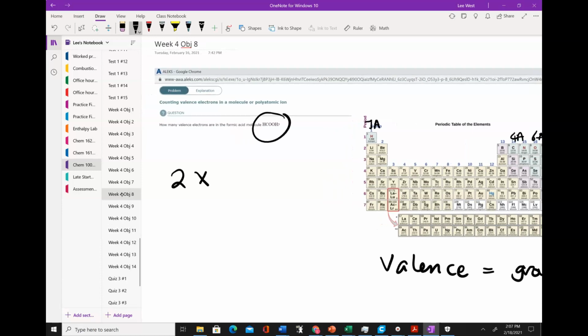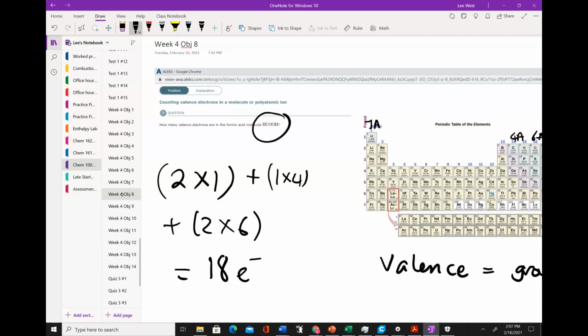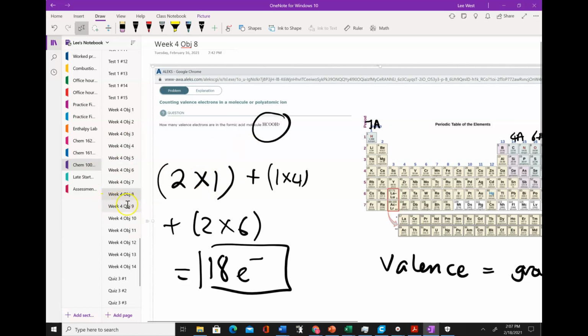So I've got 2 hydrogen atoms that are in group 1A, and then I've got 1 carbon atom that is in group 4A, and then finally I've got 2 oxygen atoms that are in group 6A. So when I add all of that together, 2 plus 4 gives me 6, plus 2 times 6, which is 12. So 6 plus 12, that gives me 18 valence electrons in this molecule that are used to make all of the bonds in the molecule. And that would be the first step in drawing the Lewis structure of this molecule, would be counting up the number of valence electrons.